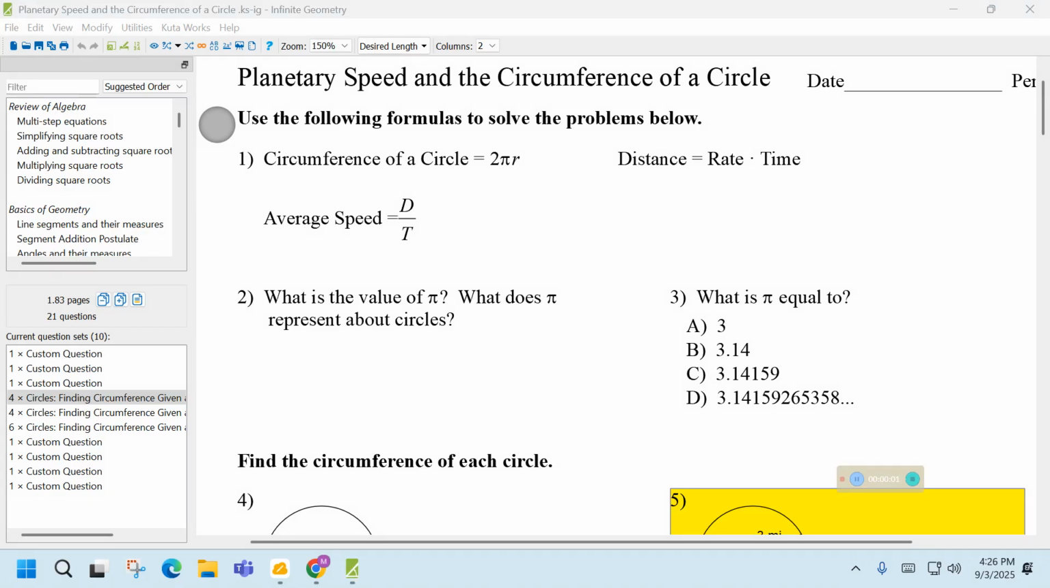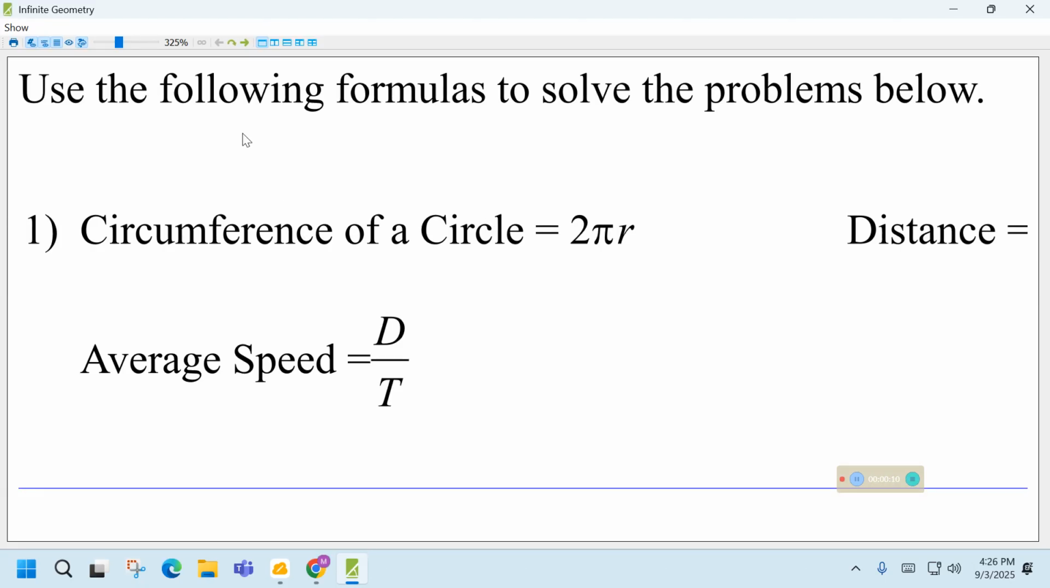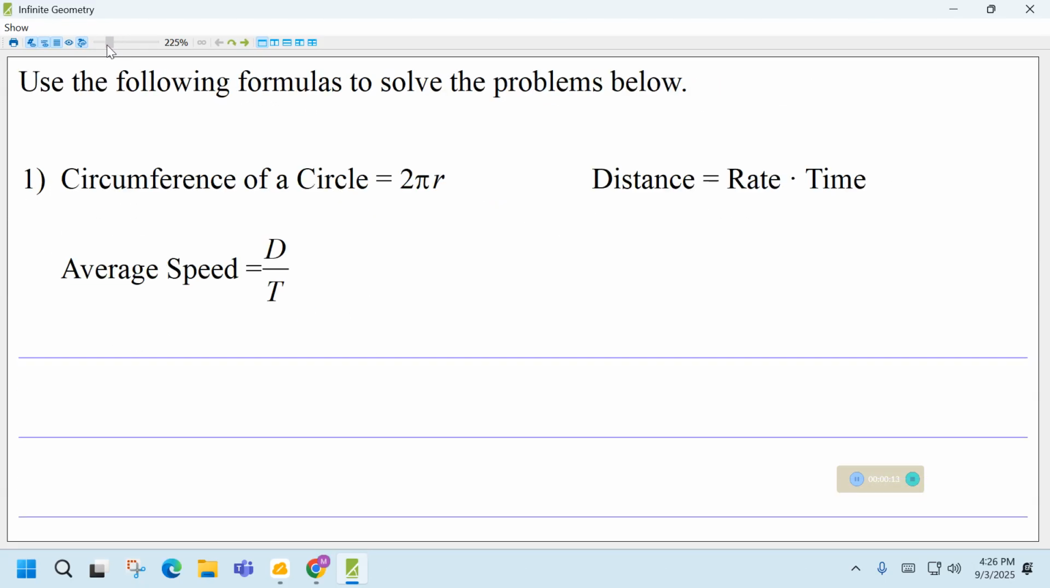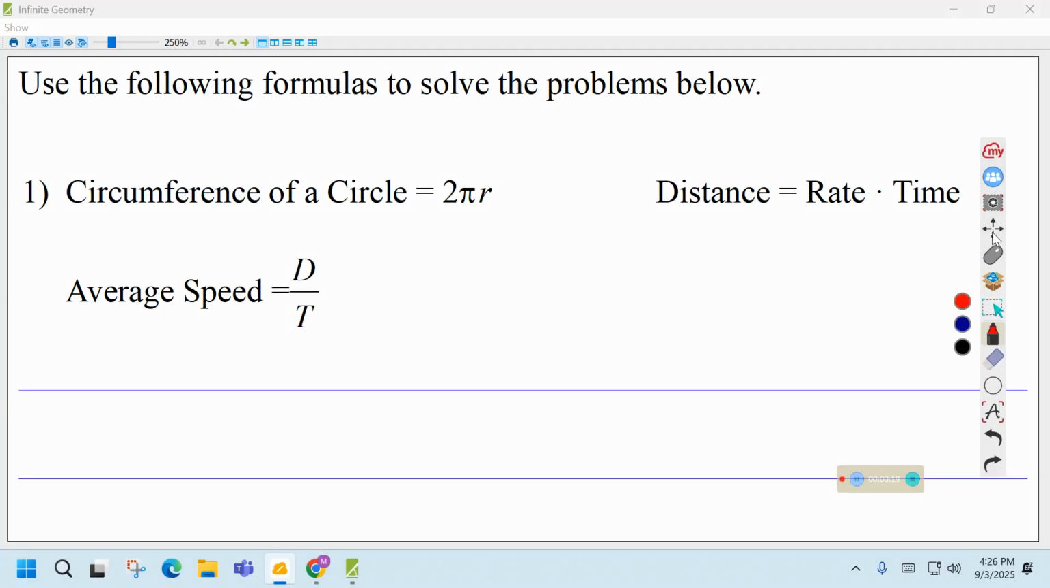So in today's video, we're covering the circumference of a circle, and we'll work down to planetary speed. The first idea I want to talk about is these formulas that we have. We're connecting these two ideas of distance, rate, time, and circumference of a circle with the idea of speed.